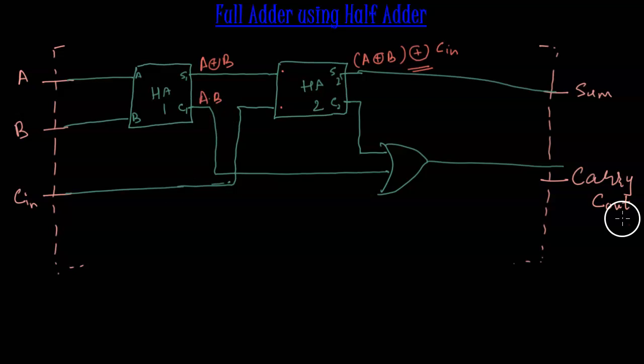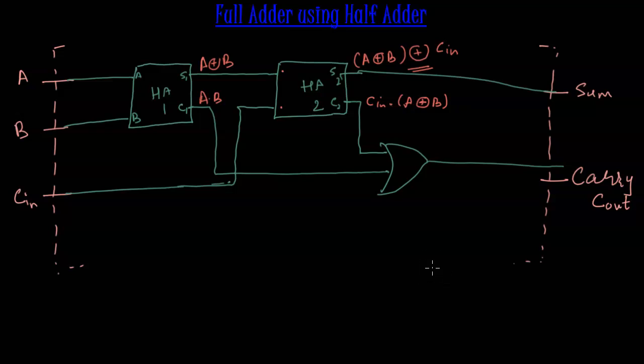This is the equation of my sum of a full adder. Similarly for my carry out equation, we have A dot B, and this is C in dot (A XOR B), because the carry equation of a half adder is A dot B. So we have A dot B, and in the half adder 2 case the carry is A XOR B ANDed with C in, and then both of these carries are ORed together, and we have a carry out for the full adder. And there we have it. This is how you use two half adder blocks to construct a full adder block.